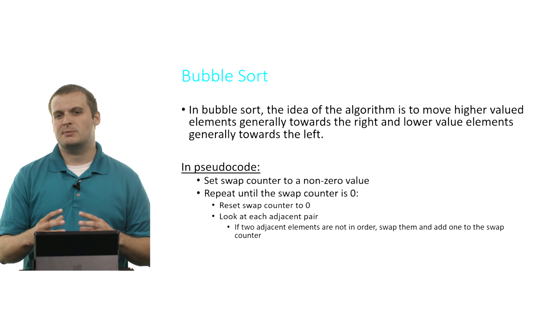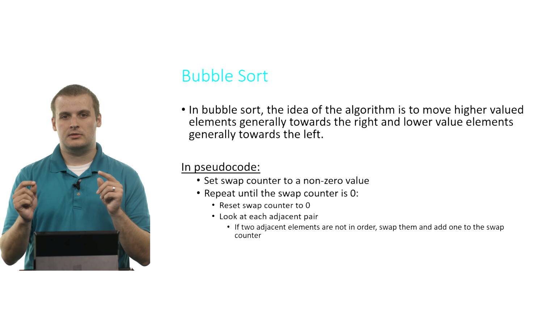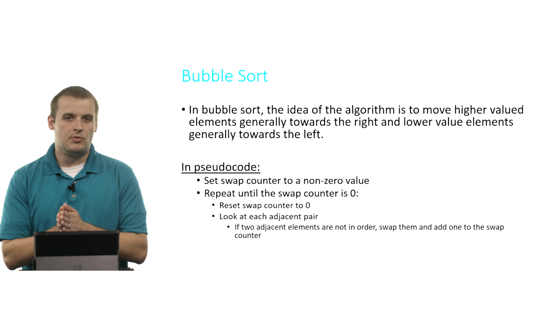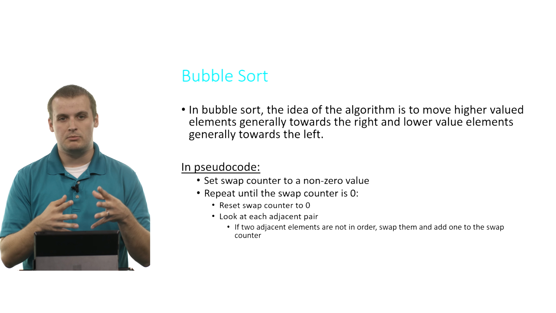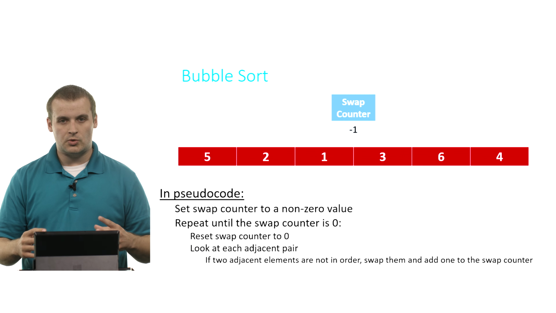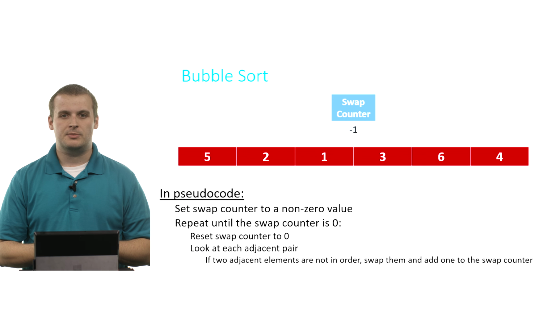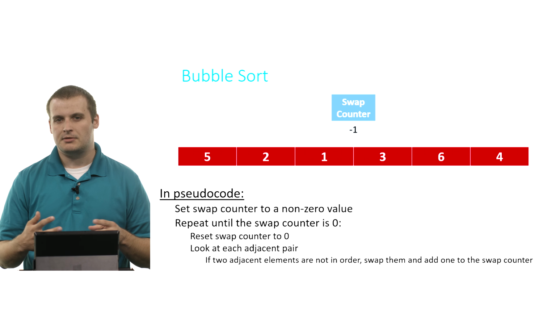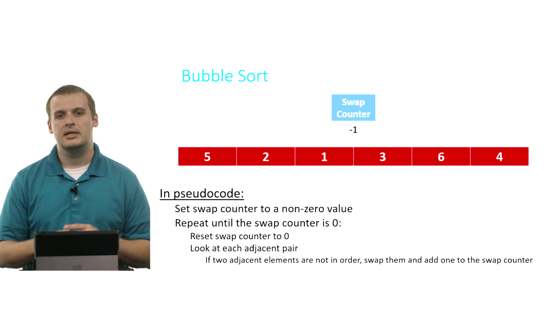If you're thinking about this before we visualize it, notice that this will move lower valued elements to the left and higher valued elements to the right, effectively doing what we want to do, which is move those groups of elements in that way. Let's visualize how this might look using our array that we use to test out these algorithms. We have an unsorted array here, again, indicated by all of the elements being in red. And I set my swap counter to a non-zero value. I arbitrarily chose -1. It's not 0.